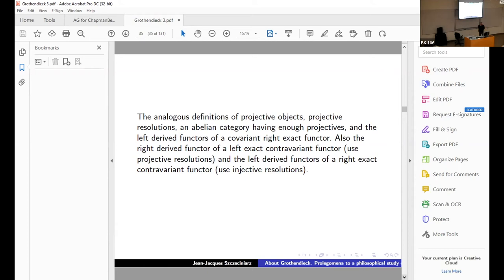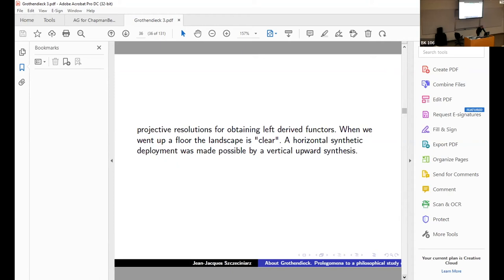He repeats all this like a teacher. When we went through the landscape, the landscape is clear. A horizontal synthetic deployment was made possible by a vertical upward synthesis. And that's it.